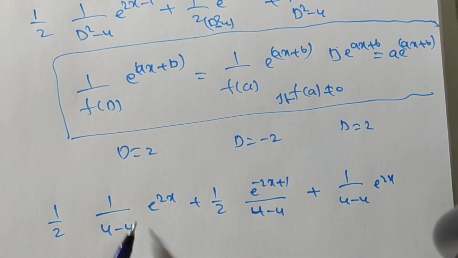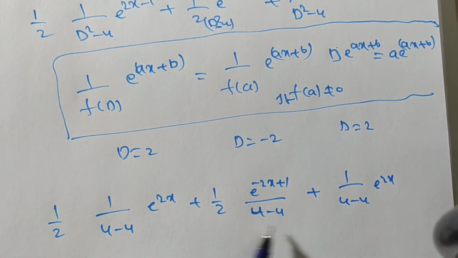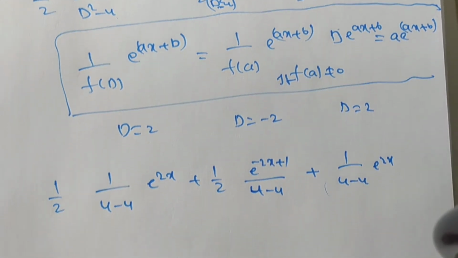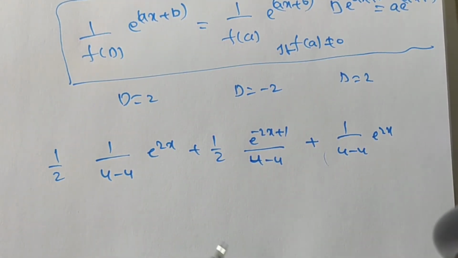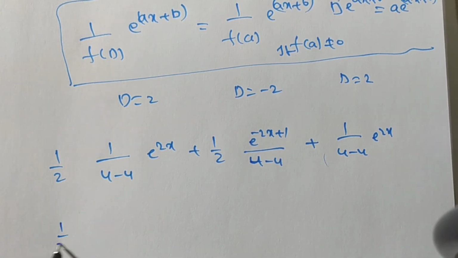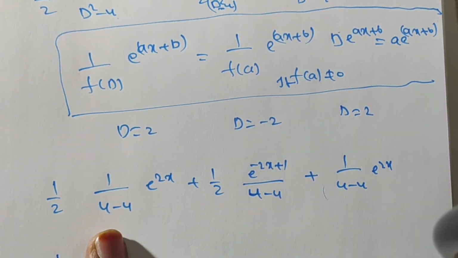Here what happened? In this term the denominator is 0. Here also the denominator is 0. Whenever the denominator is 0, what we have to do is write x in the numerator and differentiate the denominator. You see, 1 by 2 times of, here the denominator is 0, so write down the numerator.